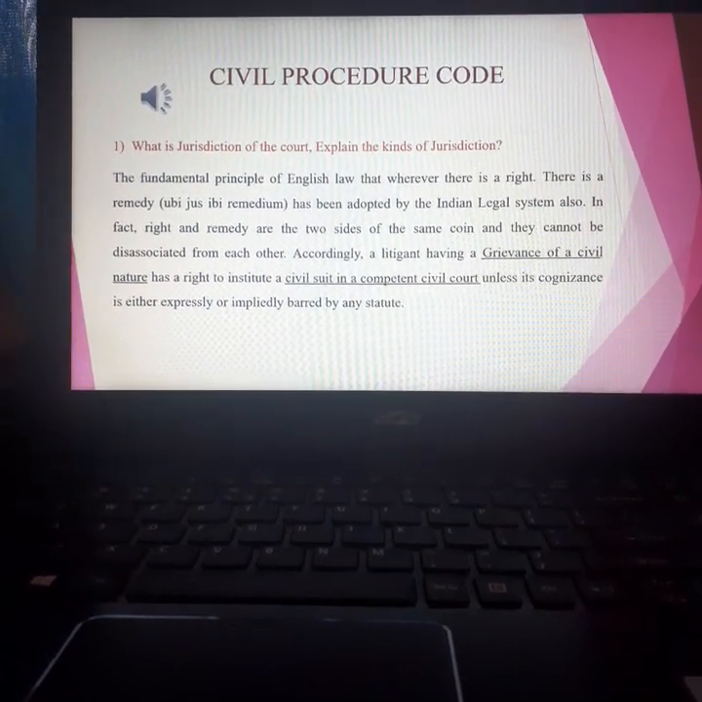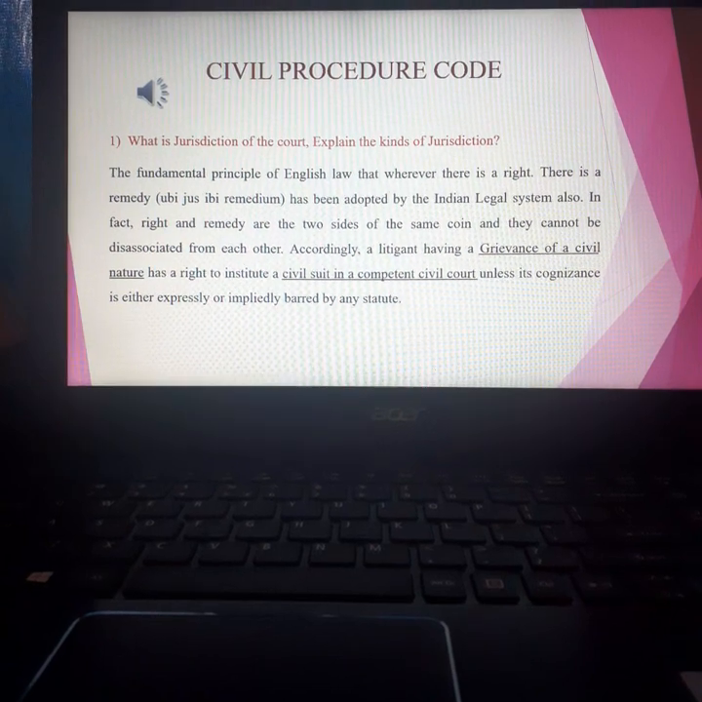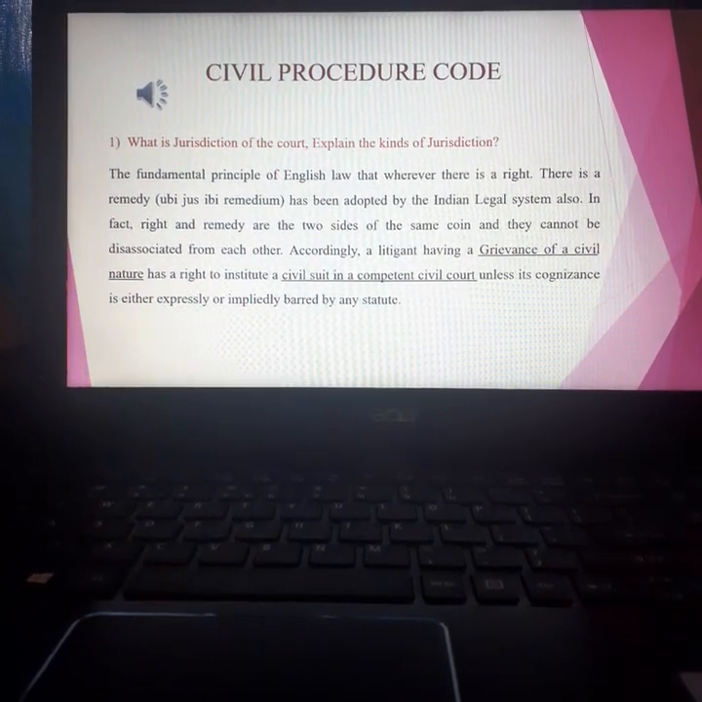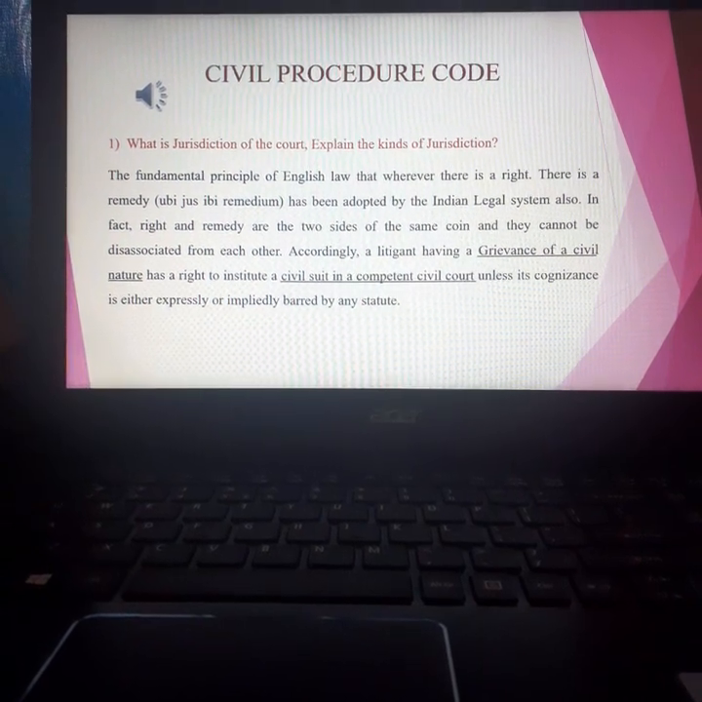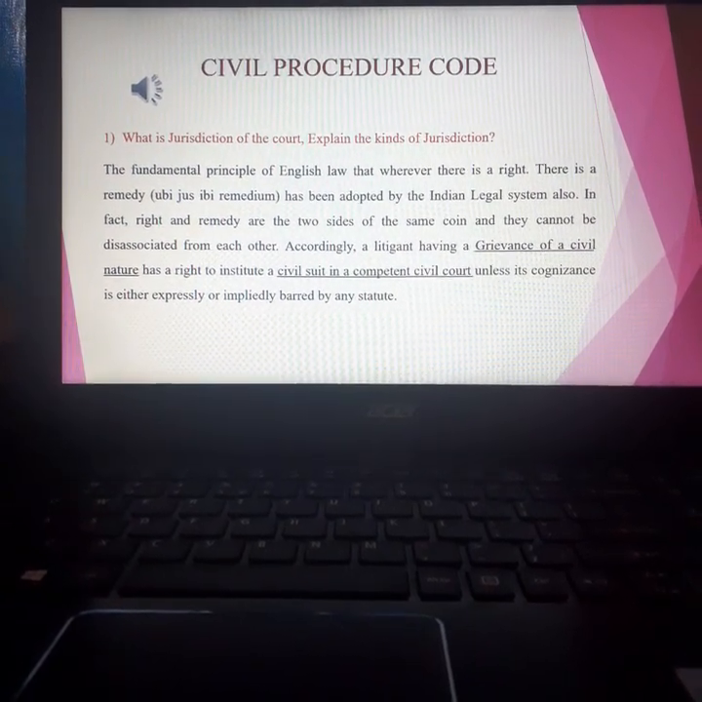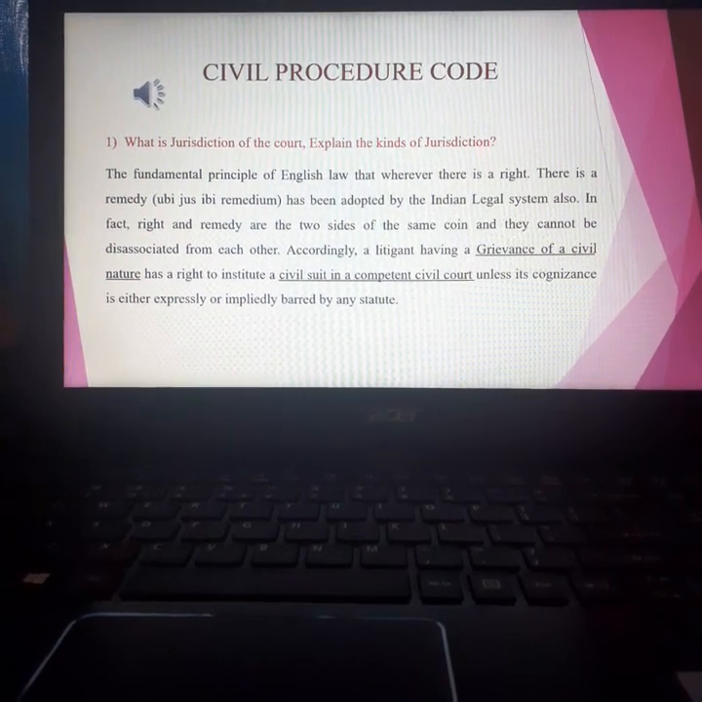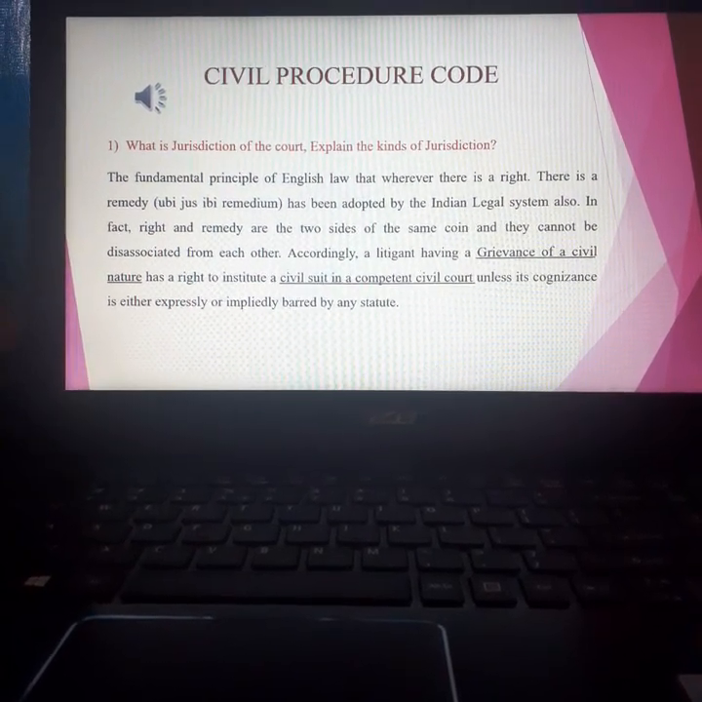According to the Civil Procedure Code, under that you are going to study what is jurisdiction and kinds of jurisdiction. So here in this presentation, I am discussing what is jurisdiction of the court and explaining the kinds of jurisdiction.